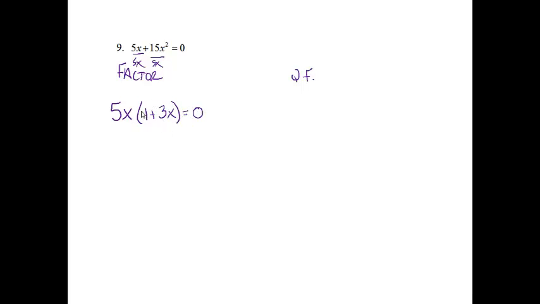And now this might look a little different because we're used to just taking the opposite, but one thing that I did say we could do is set both parts equal to 0. So I'm going to put 5x equals 0, and I'm going to put 1 plus 3x equals 0.